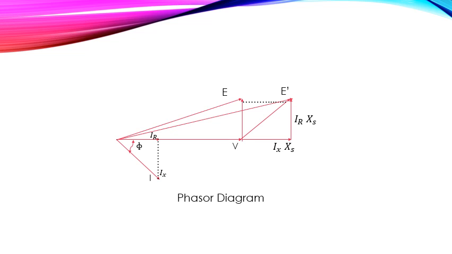Then if the excitation is raised by 20%, the active component of current, that is I cos phi, indicated by IR here, will remain the same, but the reactive component of current will be different, and due to that the IXS drop will be different, and due to that the induced EMF will be different. So here E dash, if the excitation is raised by 20%, is equal to the square root of V plus IXS whole squared plus IRXS whole squared. We'll see that on the next slide.